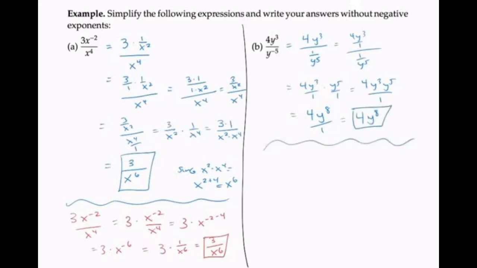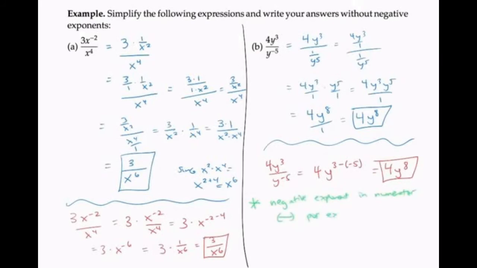Alternatively, I could decide to use the quotient rule first. As in the previous problem, I can write this as 4 cubed minus negative 5, and so by the quotient rule that's 4y to the 8 as before. I would like to show you one more method to solve these two problems, a kind of shortcut method. Before we go on to that shortcut, realize the principle that a negative exponent in the numerator corresponds to a positive exponent in the denominator.